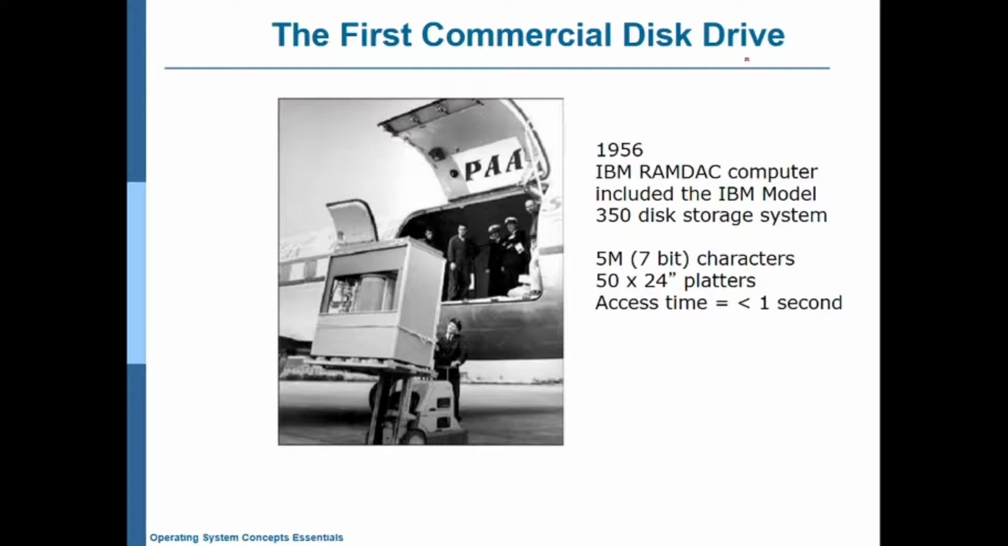The first commercial disk drive, in 1956, was by IBM, the IBM model 350 disk storage system. It was able to transfer 7-bit characters. This was the hard disk drive installed in the system in 1956. It had 50 platters of 24 inches. Access time was less than 1 second. So imagine how it usually works while accessing the content.